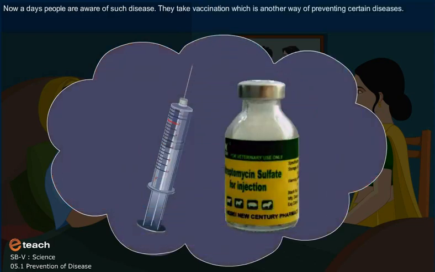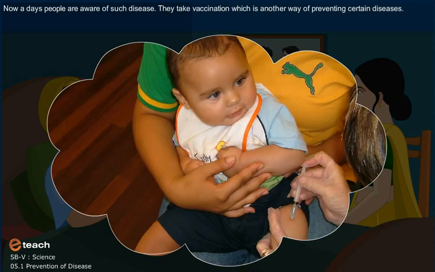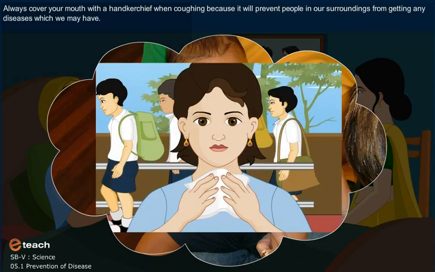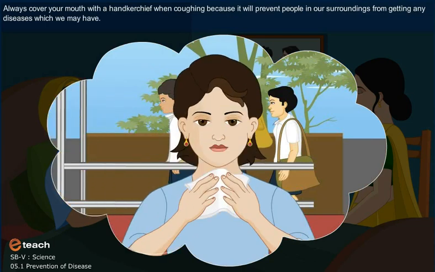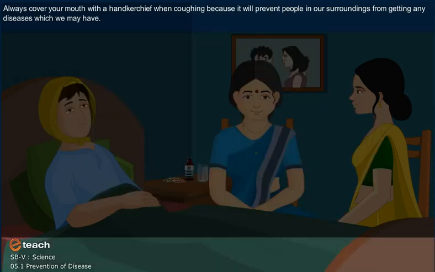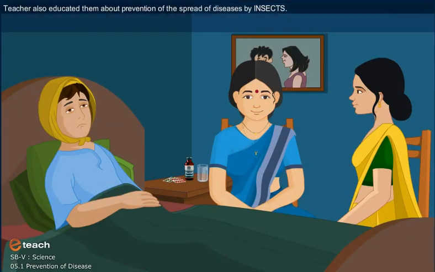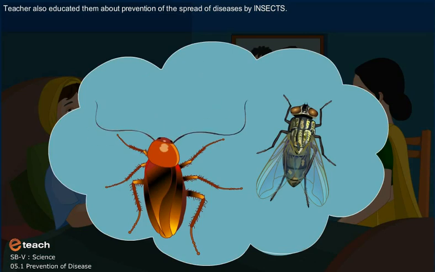Nowadays, people are aware of such diseases. They take vaccination, which is another way of preventing certain diseases. Always cover your mouth with a handkerchief when coughing, because it will prevent people in our surroundings from getting any diseases which we may have. Teacher also educated them about prevention of the spread of disease by insects.